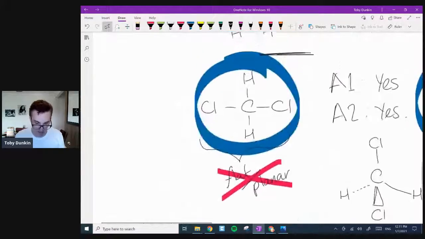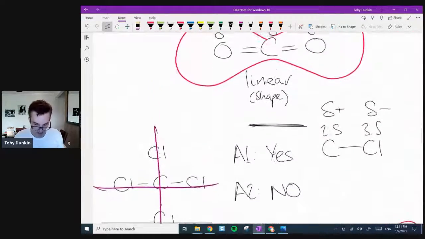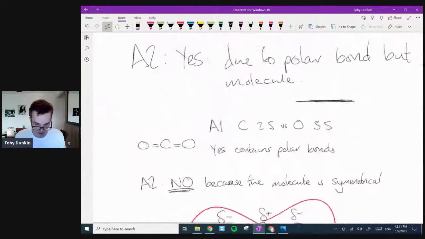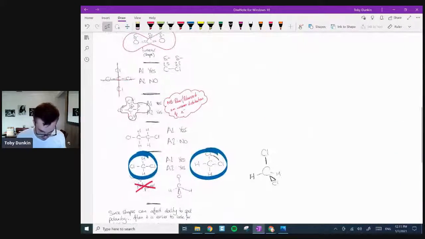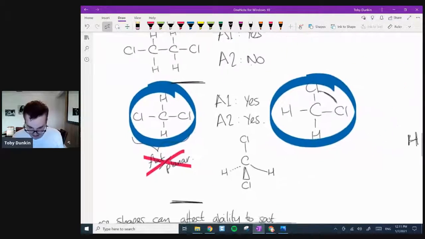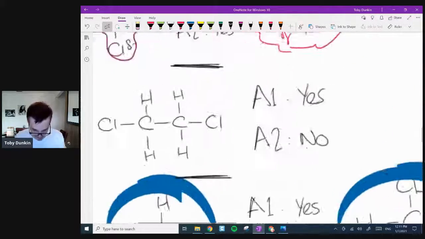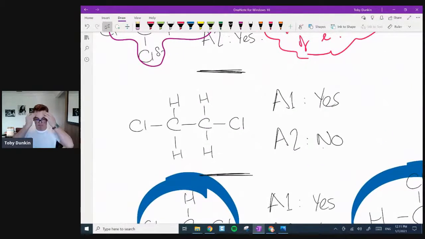So if we go back to this one over here, this one's the tricky one. Because I said to you guys that this one, I've lost it. Where's it gone? This one here. Yes and yes. Hang on. This one, yes and no. So the problem with these guys is that they have a shape as well, but they're on the opposite side of the molecule to each of them.